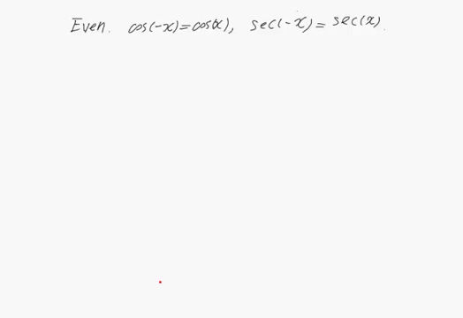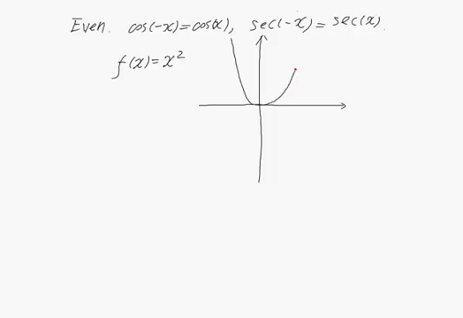And we know the graph of an even function is symmetric about the y-axis, right? For example, we have f of x equal to x squared. This is an even function, and we know this is a parabola. So the graph is like this, right? So it's symmetric about the y-axis.